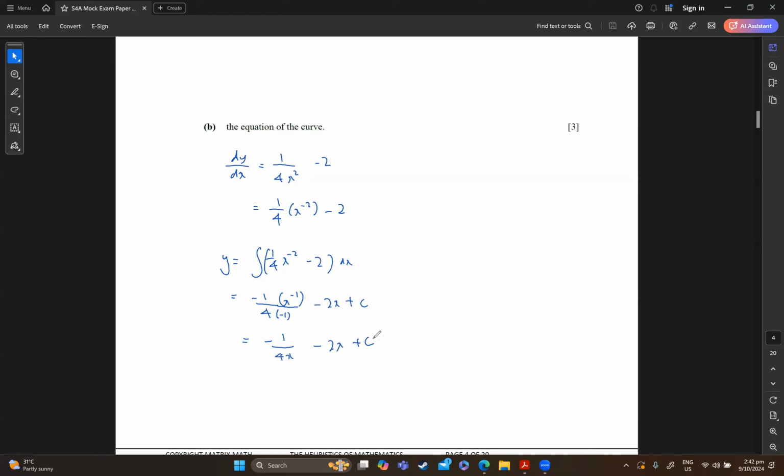So we have the coordinate P, right? So throw it inside here. When y equals 4.5, x equals half. So throw inside this equation.